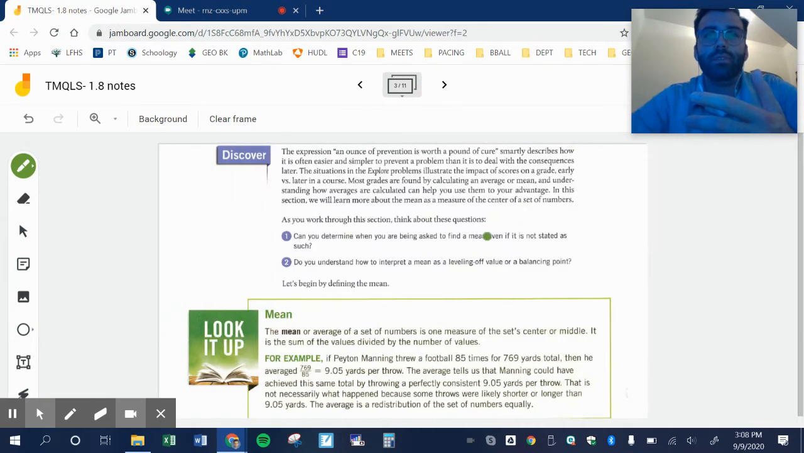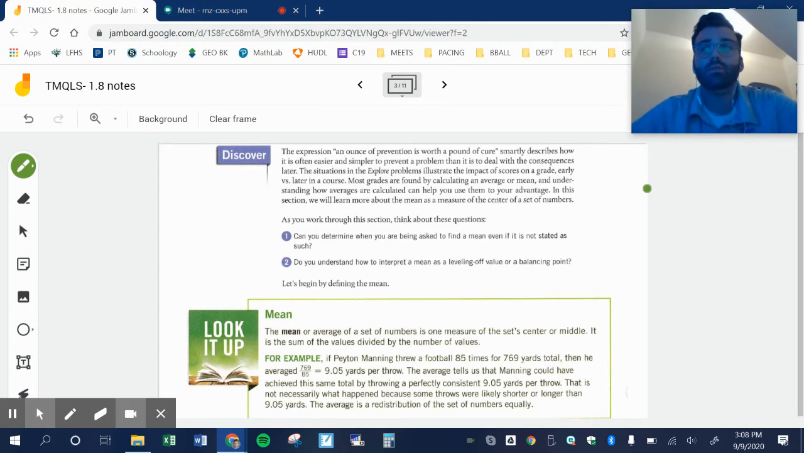Today is all about the mean. So here's our questions that we should be asking ourselves. Can you determine when you are being asked to find a mean, even if it's not stated as such? And do you understand how to interpret the mean as leveling off or a balancing point? So what is the mean? You've heard of mean, median, and mode in statistics, in your previous class. Those are stats terms, okay? The mean, like it says here, is the average. So I'm just taking the average of numbers. All right, that's all I'm doing.